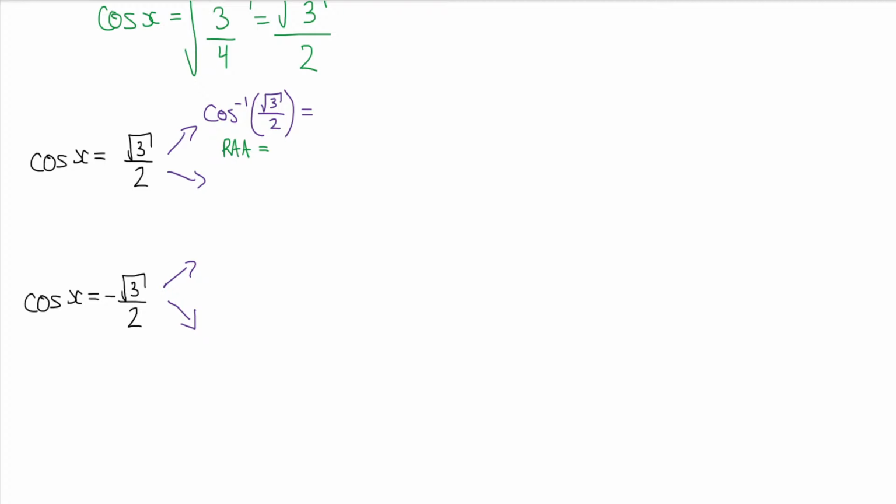What is our cos inverse? 30. Okay, is that a related acute angle? Yeah, it's our related acute angle too. Okay. So anything that's between 0 and 90 is our related acute angle.